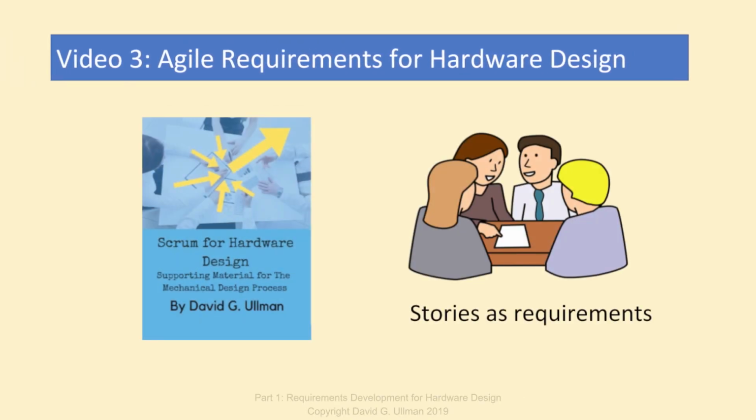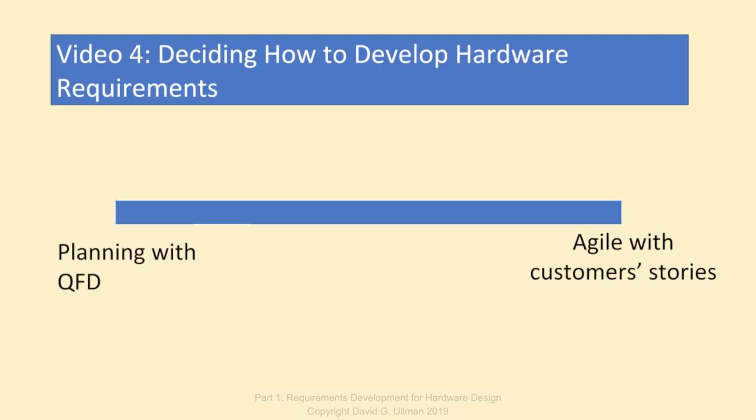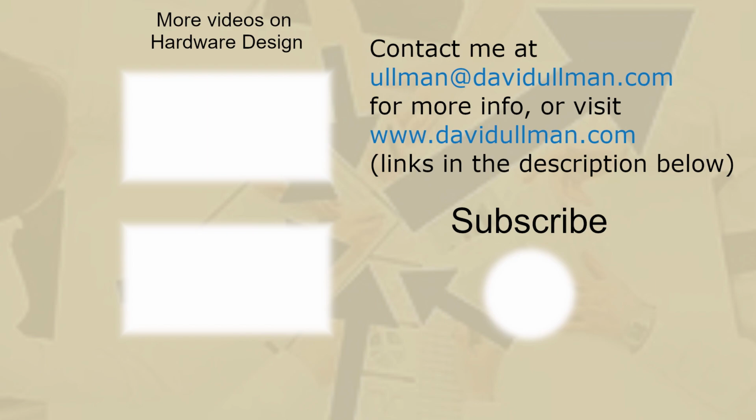Video 3 shows how stories in the Scrum framework facilitate the conversations. Finally, in the fourth video, we will explore how to balance how much should be done up front with how much should be agile.